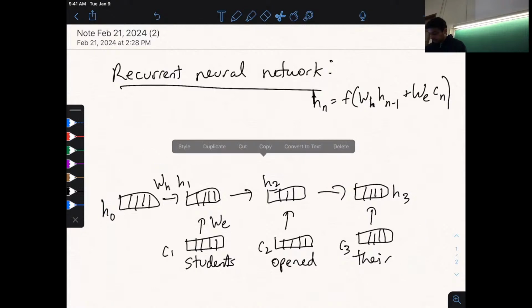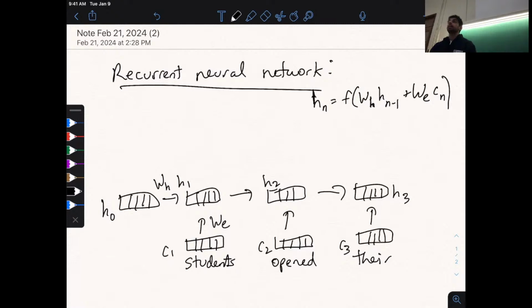All right. So now, given that we have this network, our goal is, of course, to predict the next word at time step 3, right? So given students opened there, I want to predict the word books. So this goes into the softmax layer. And at the end, my goal is to predict books. And I do this using another matrix vector product with my W sub O matrix, right? And then I get a distribution over the vocabulary. I compute the cross entropy loss.